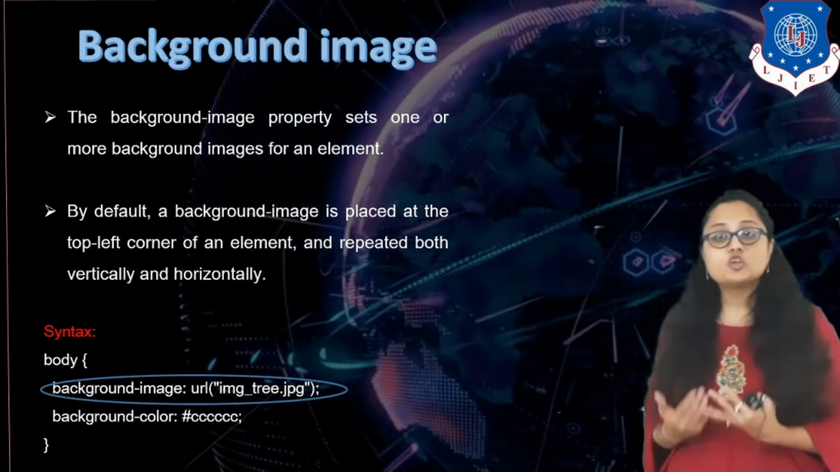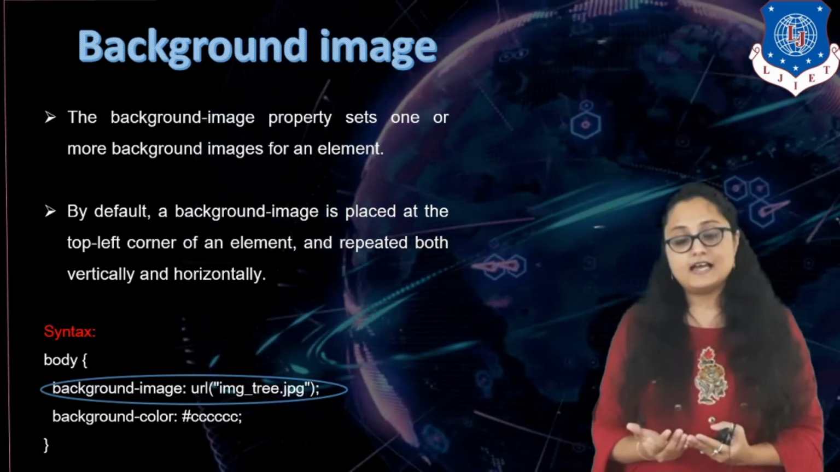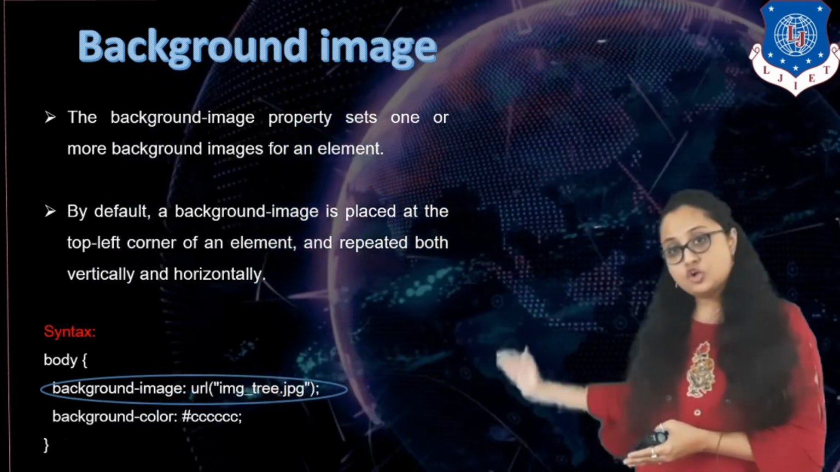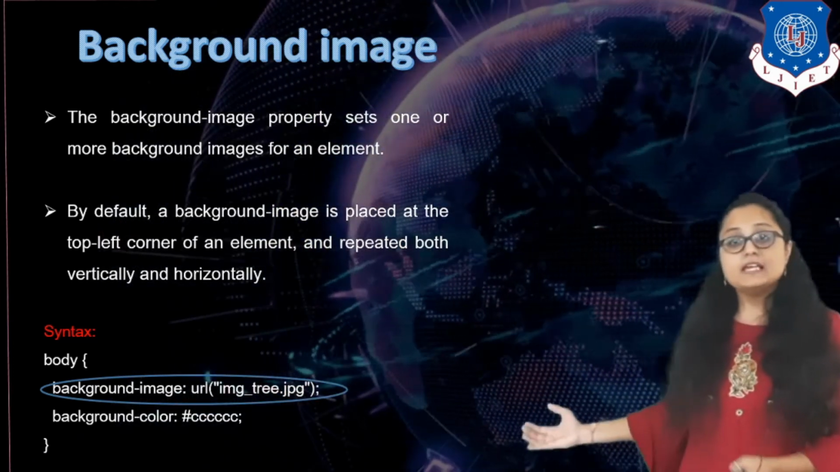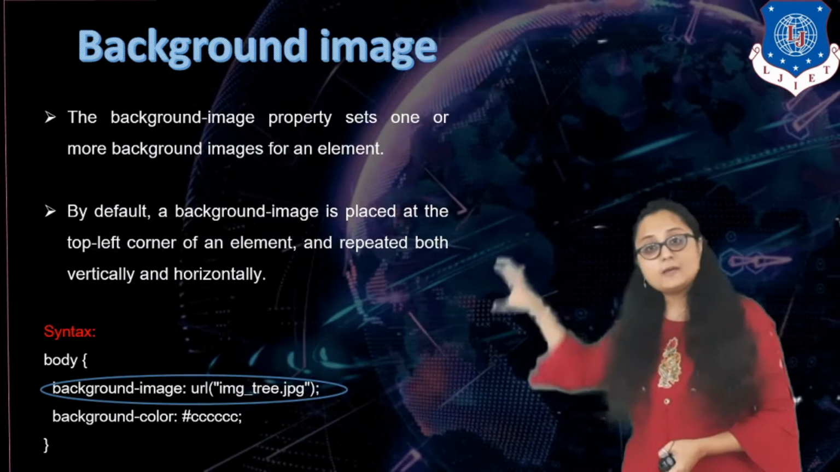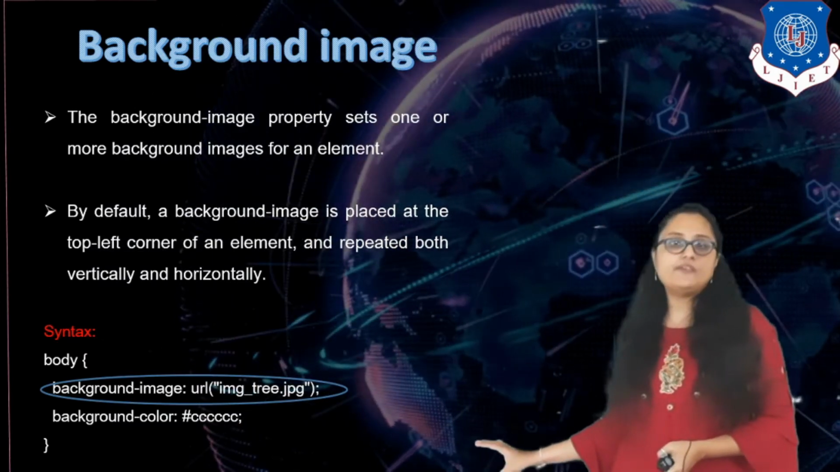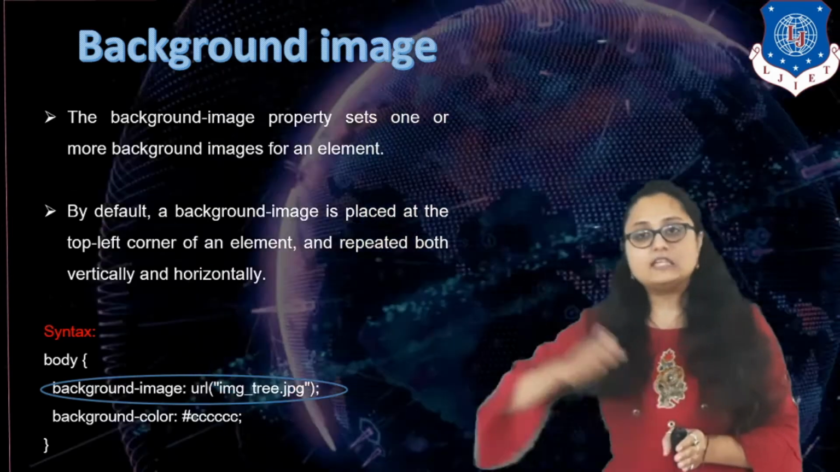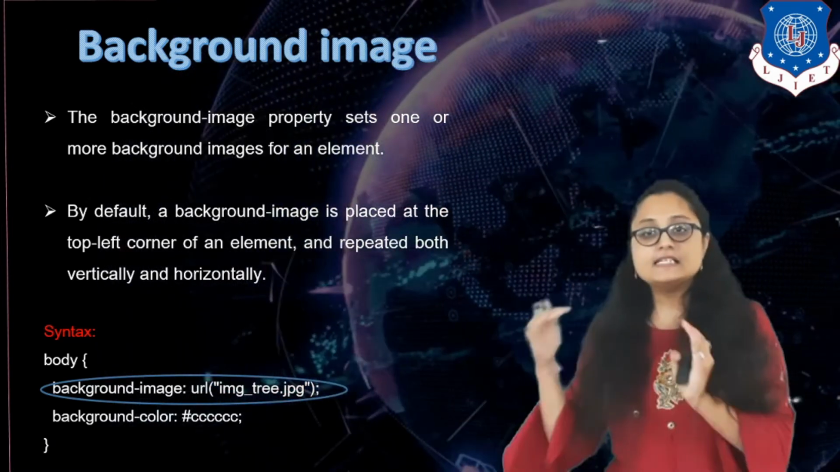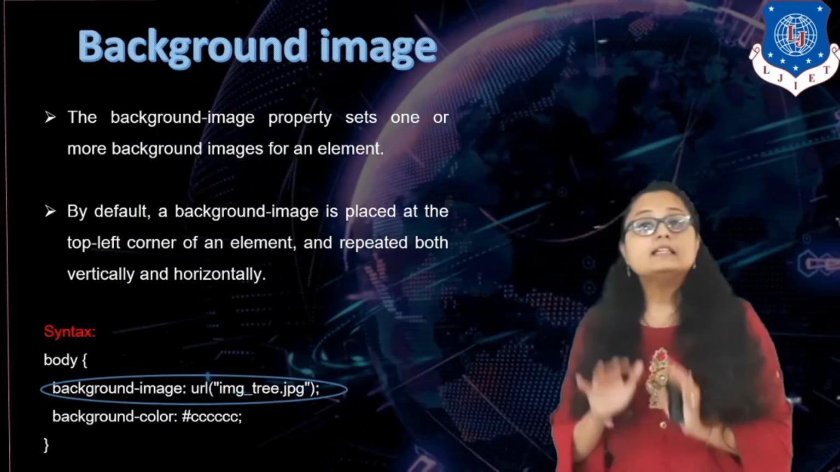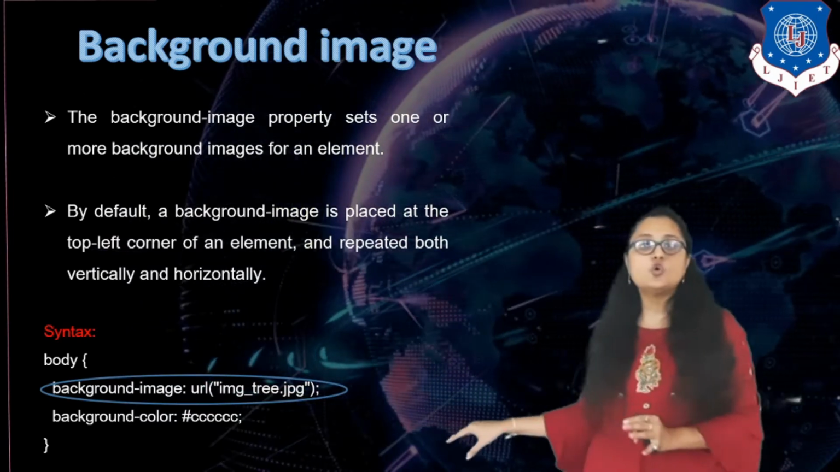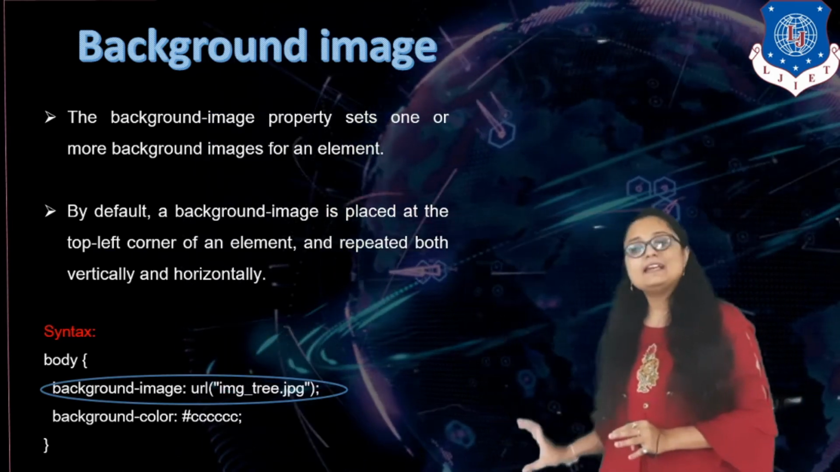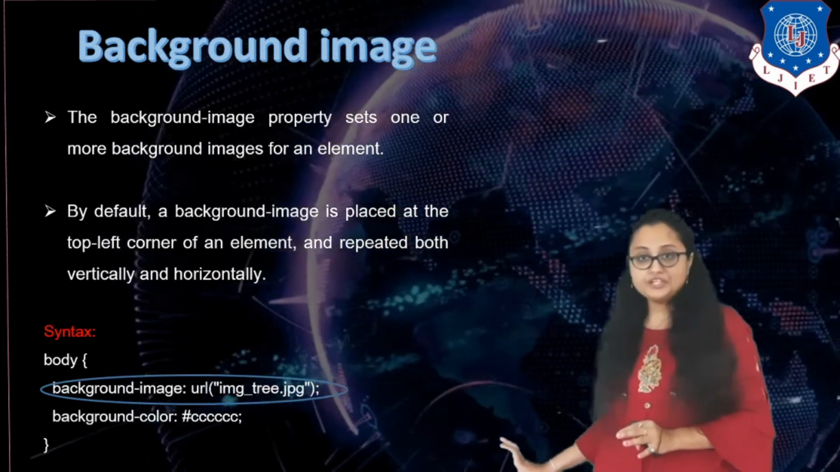Why? Because the image that I want to get in the background of my body is stored in the same folder where this particular HTML file is stored. So if your HTML file and the image file are both inside the same folder, then you don't need to specify the whole path. You can just write the image name dot extension of the image.